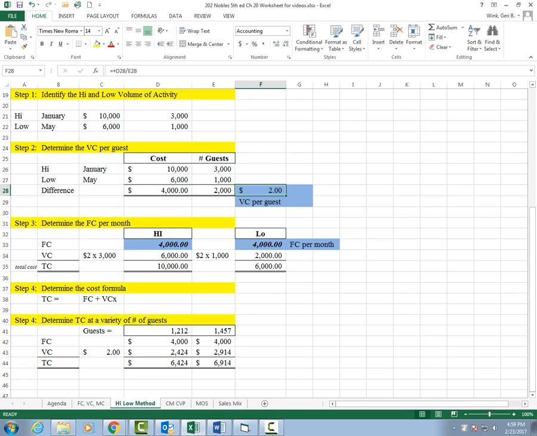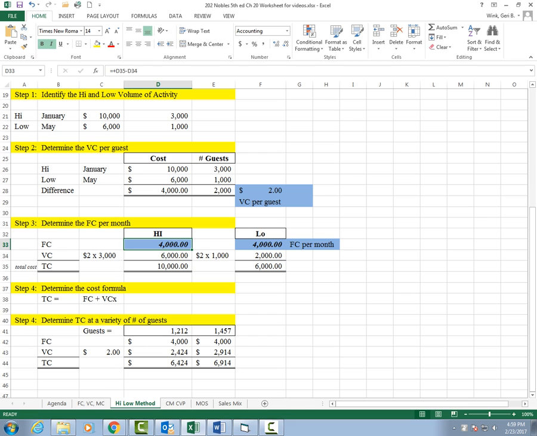So now what we have to do is determine the fixed cost per month. On this one, you can either do the high or you can do the low. You do not have to do both. Okay, I'm going to count it. I'm anal. I want to prove that I'm right, so I'm going to do both of them. Okay, fixed cost plus variable cost equals total cost. I hope that makes sense to you. So for the high, I'm going to plug in my total cost, which was $10,000 up here. I'm going to figure out what my variable cost per guest is. So I had 3,000 guests at $2 per guest. My variable cost is $6,000. So 10 minus 6 gives me a plug figure for my fixed cost of $4,000.